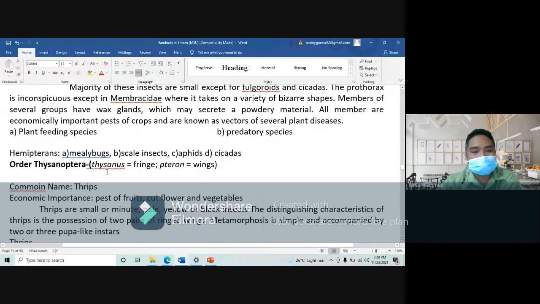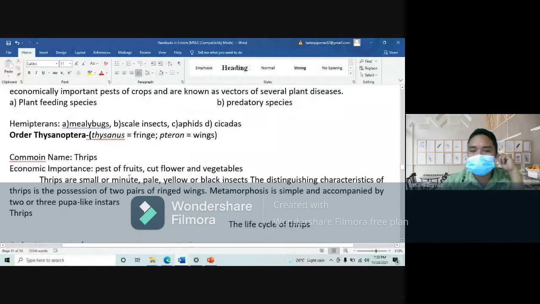Tera means wings. Okay, wings. The common name of these insects is thrips. This serves as a pest of fruits, cut flowers, and some vegetables. Thrips are small or minute, pale yellow or black insects.